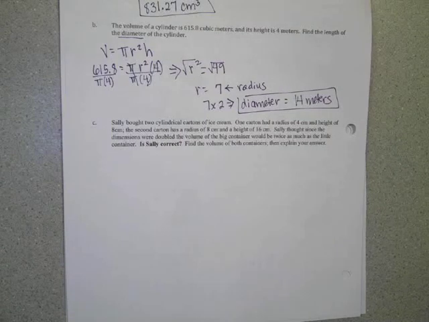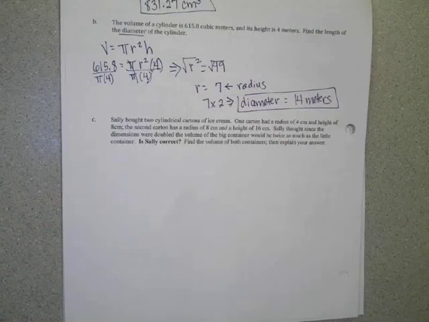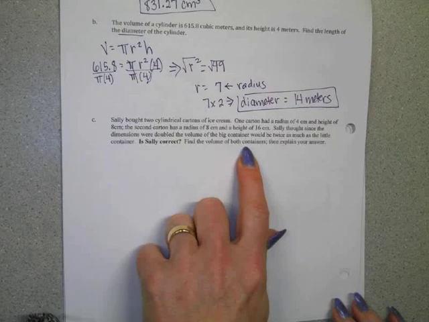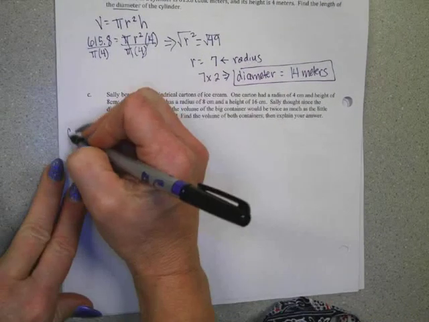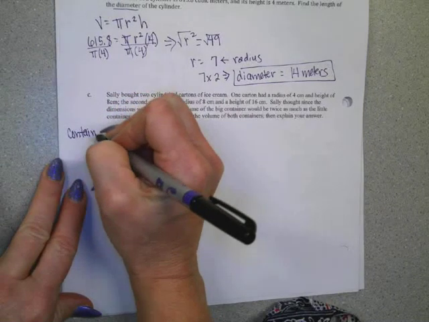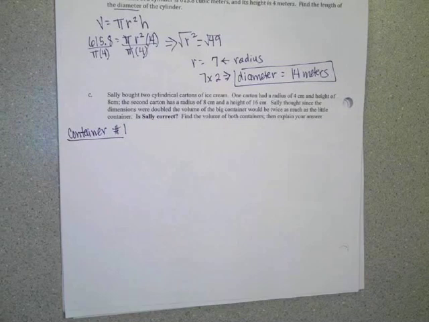Now, what do you notice about those two numbers? Do you see how they're double each other? Sally thought that since the dimensions were doubled, the volume of the big container should be twice as much as the little container. Is she correct? Well, it asks us to find the volume of both containers and then explain our answer. All right, so let's go find container 1. And that's what you'll need to do on your assignment as well. You'll have to show your work for each part of it.